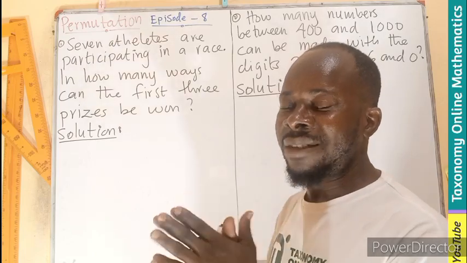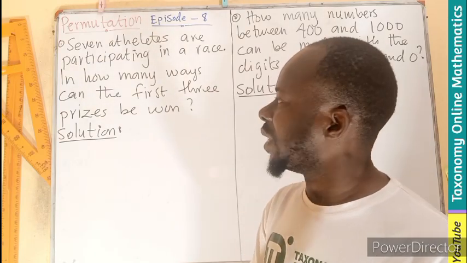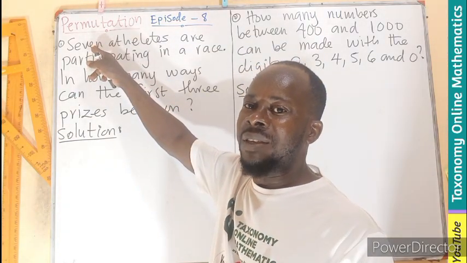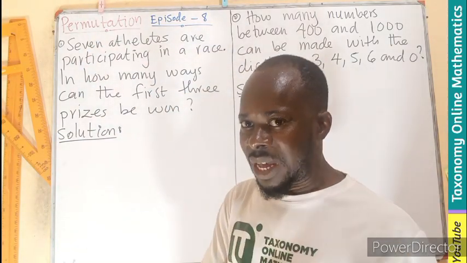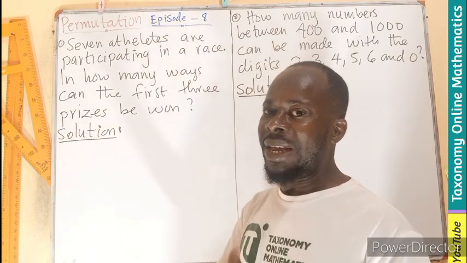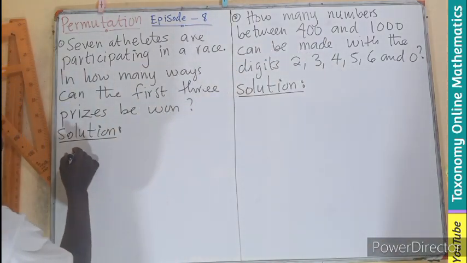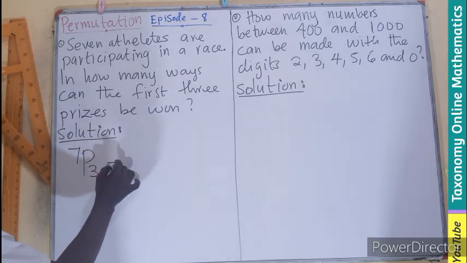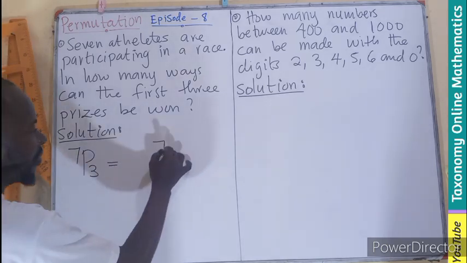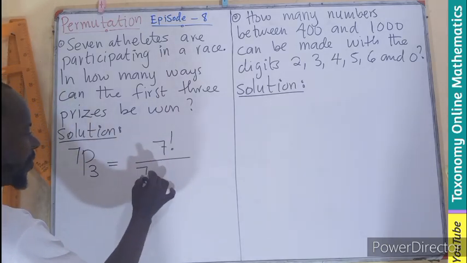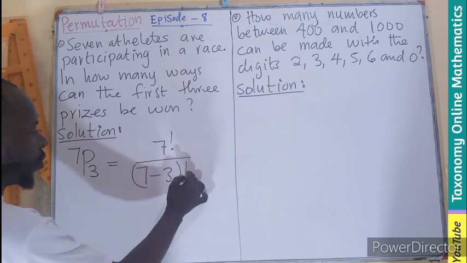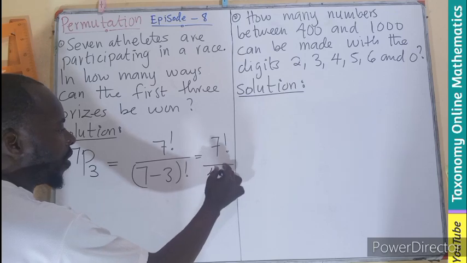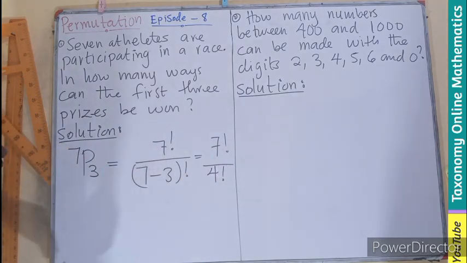Remember, permutation is just arrangement. What are we arranging? We have 7 different athletes to arrange. The prizes to win are 3. So 7 different objects, picking 3 at a time. That simply means I am dealing with 7 permutation what? 3. And what does it say? 7 permutation 3 means 7 factorial divided by (7 minus 3) all factorial, which becomes 7 factorial over 4 factorial, right? 7 minus 3 is 4.